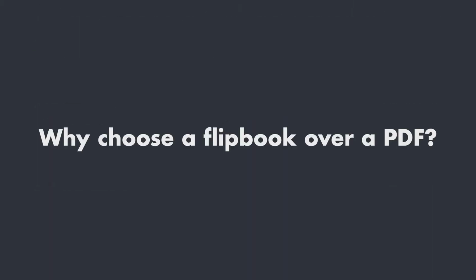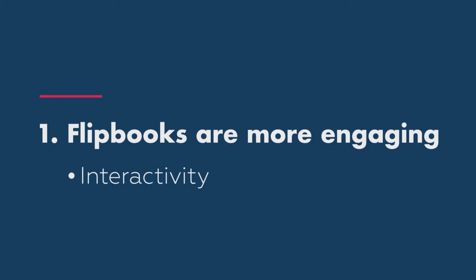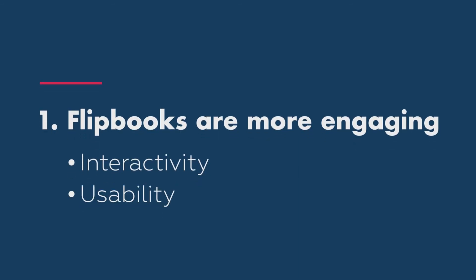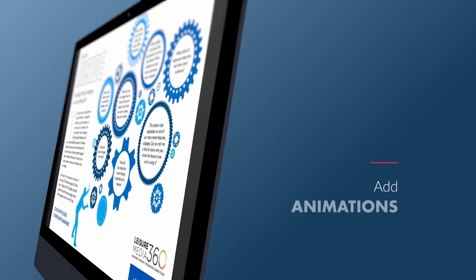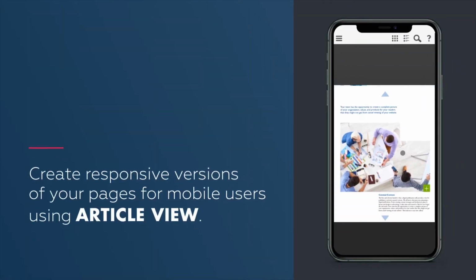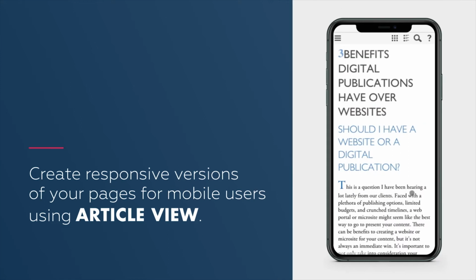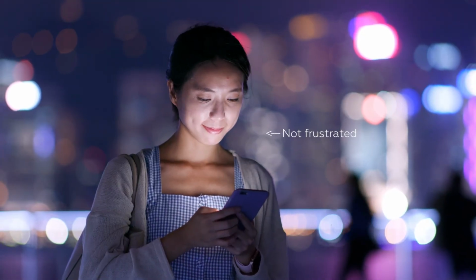Why would someone choose a flipbook over a PDF? Flipbooks are more engaging than PDFs. A PDF can have a solid design, but it doesn't have a lot to offer in the way of interactivity, usability, or engagement. Flipbooks offer a richer and more interactive experience. They allow for embedded videos and animations that can make the content come to life. Recently, flipbooks have even been able to create responsive content that adapts to the screen on which it's viewed. That's a big plus for an increasingly mobile-first audience.